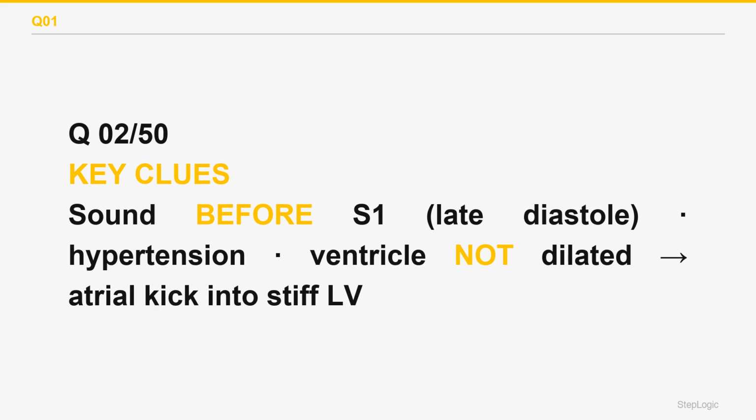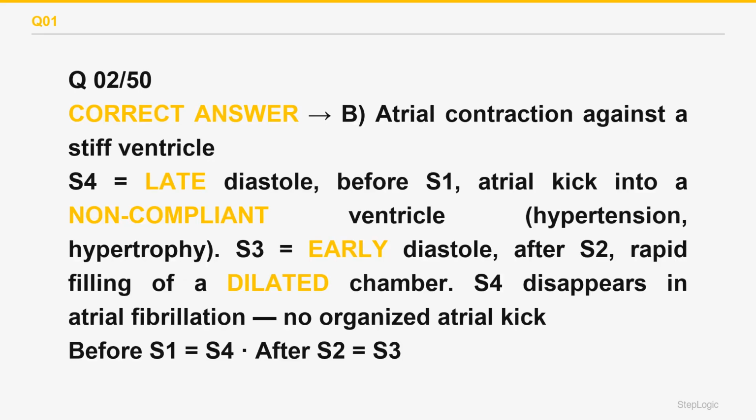S3 comes early in diastole, just after S2, and it is the sound of rapid passive filling into a dilated, volume-overloaded ventricle: dilated cardiomyopathy, advanced mitral or aortic regurgitation. Because this sound precedes S1 and the ventricle is explicitly not dilated, the early filling mechanism is excluded. Choice A wrong. The correct answer is B.